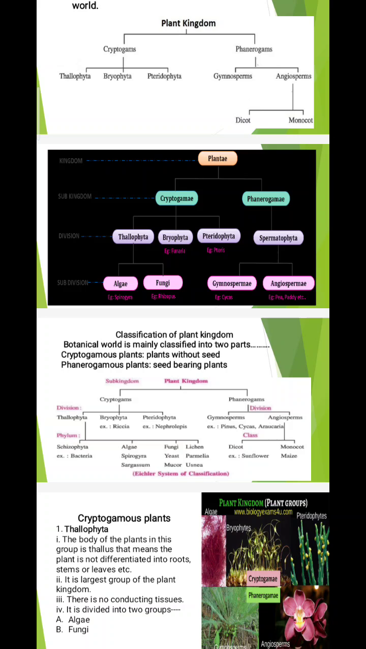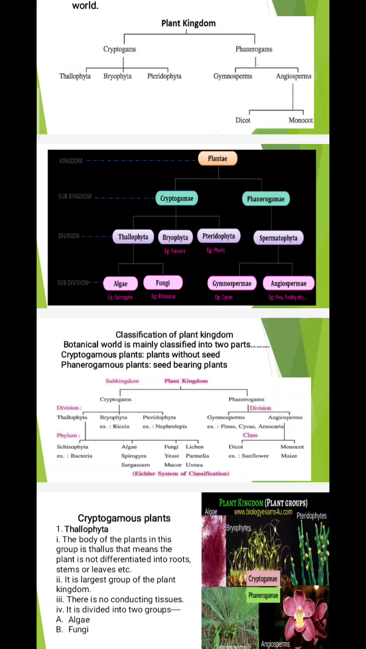This Thallophyta is again subdivided into algae and fungi. For example, an example of algae is Spirogyra and of fungi is Rhizopus. Bryophyte example is Funaria and Pteridophyte is Pteris. In the phanerogam group, its division is the Spermatophyta, and the Spermatophyta is again subdivided into Gymnosperm and Angiosperm.